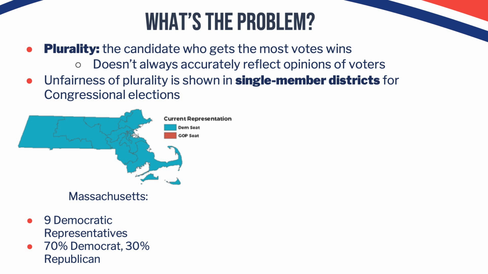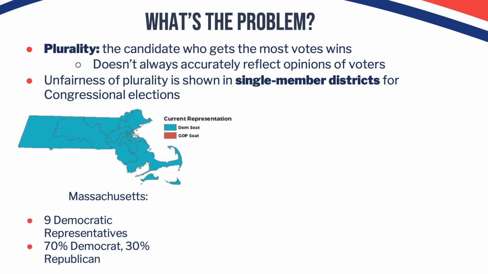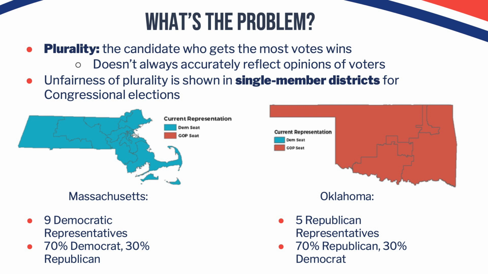So up here we have a map of Massachusetts, and as we can see, every single one of the 9 congressional districts are held by a Democrat. That is an issue because 30% of the state is Republican. So those Republican voters don't have any representation in Congress. And we see the opposite happening in Oklahoma. They have 5 congressional districts, and all of them are held by Republicans, despite the fact that 30% of the state is Democrat. So those 30% of Massachusetts Republicans and 30% Oklahoma Democrats, none of them are represented in Congress. So that's an issue. And what can we do instead?